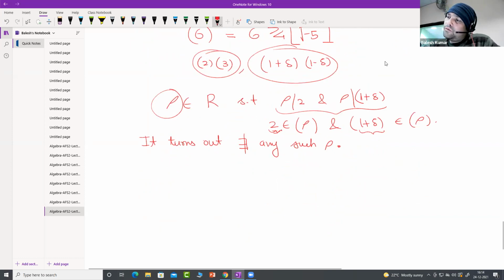And if one would like to find an ideal which contains two given elements, the natural way is to look at the ideal generated by these two elements. Yeah, and of course these two elements will lie in that ideal. Yeah, this is by the very definition.